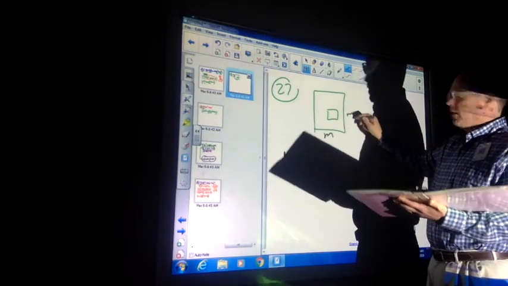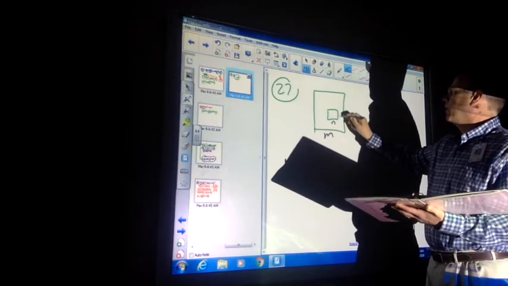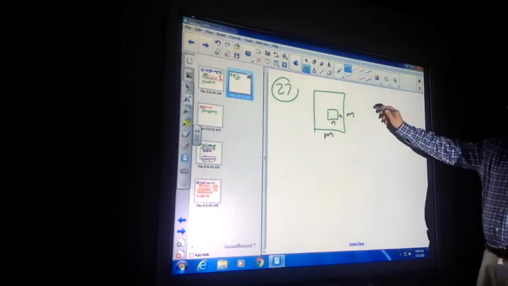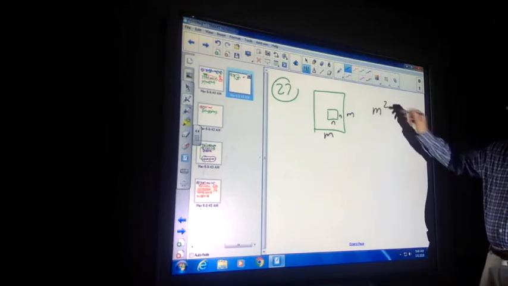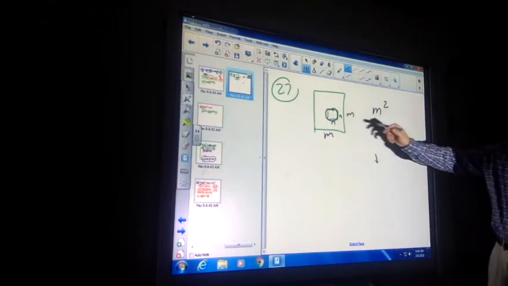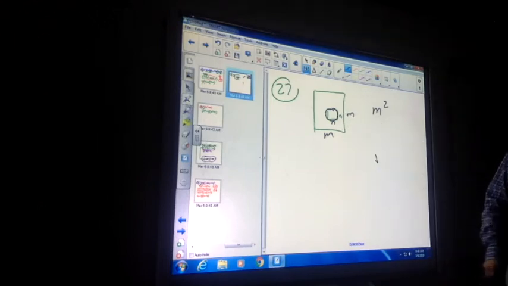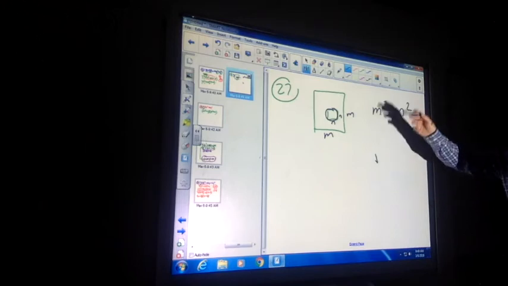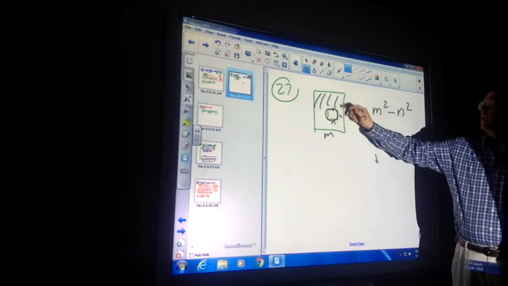So you have a square here, and then you have a square inside of a square, right? And the bigger of the squares is shaded. So we want to figure out how we would find the area. How do I find the area of just a square? Base times height. So m times m, which is m squared. Now, if I want to get rid of this region by subtracting it, what would the area of this one be? n squared. So this is how you would find the area of the shaded region right here.